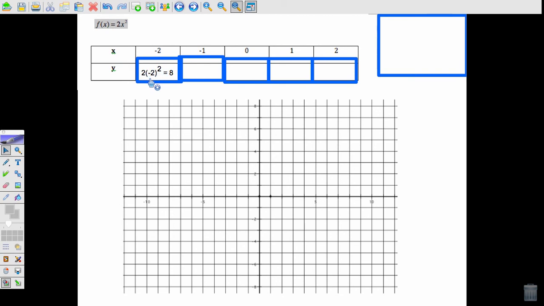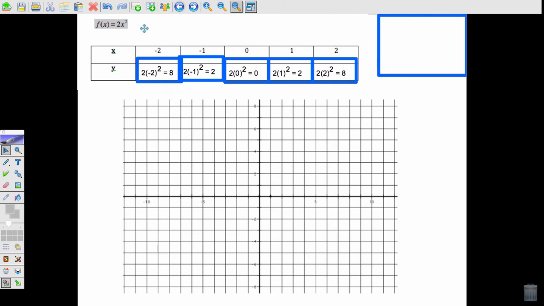You can take this expression as you see it right here, and you can plug it into a calculator, and it will spit out the number 8 for you, if you're doing it correctly. So make sure you put parentheses where they belong, and you put your negative signs where they belong. We have the point now, negative 2, 8. Plugging in negative 1 for x, we're going to wind up with 2 times negative 1 squared, which is 2. Plugging in 0, we're going to get 0. Plugging in 1, you're going to get 2. And plugging in 2, you're going to get 8.